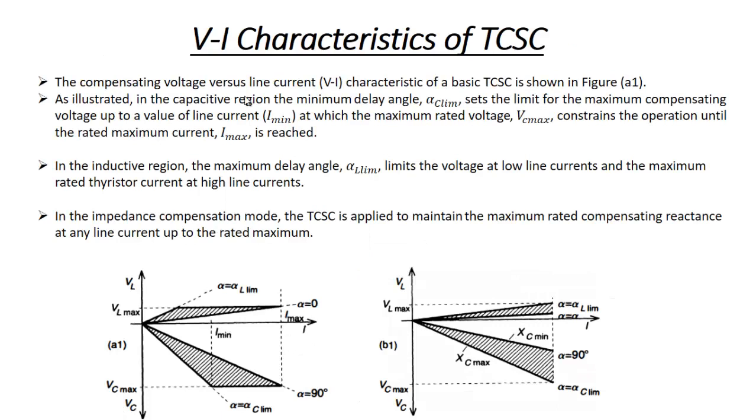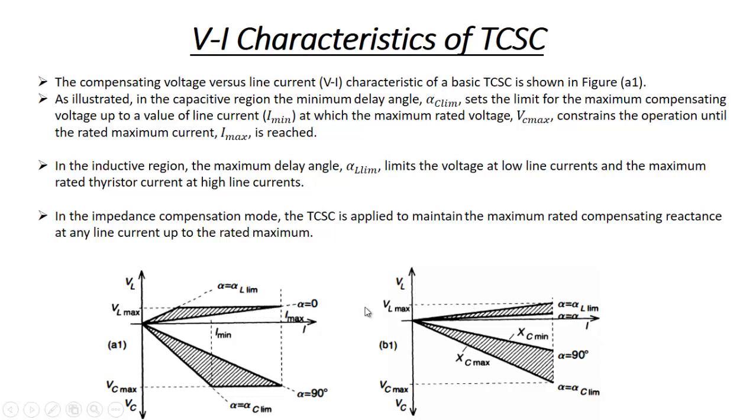Now the VI characteristic of the TCSC is shown in this. You will see in inductive mode, it will be identical to that of the TCR if this limit is not there. If this limit goes exactly to 90 degrees, it will coincide with this, and it will be identical to that of the TCR. Since we are changing alpha from 0 degrees to alpha limit, this determines its operating range, or we can say a VL max. And from this point to this point, it is making the voltage constant.